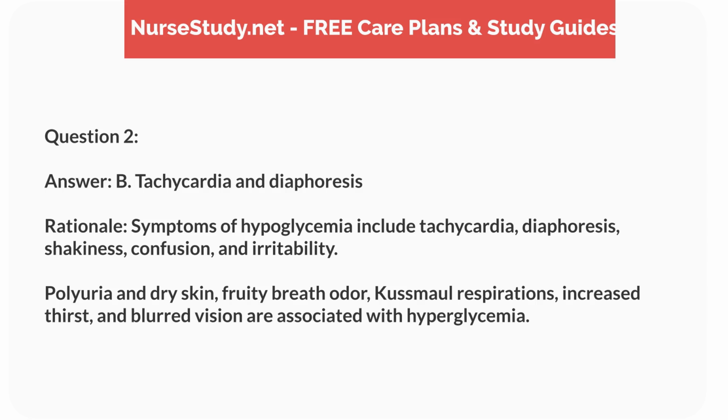Answer. B. Tachycardia and diaphoresis. Rationale: symptoms of hypoglycemia include tachycardia, diaphoresis, shakiness, confusion, and irritability. Polyuria and dry skin, fruity breath odor, Kussmaul respirations, increased thirst, and blurred vision are associated with hyperglycemia.